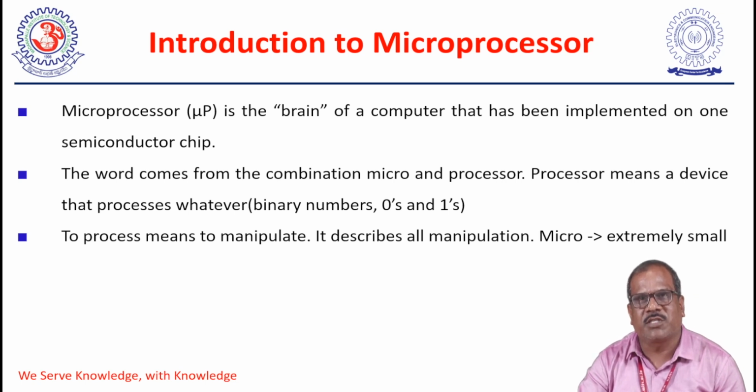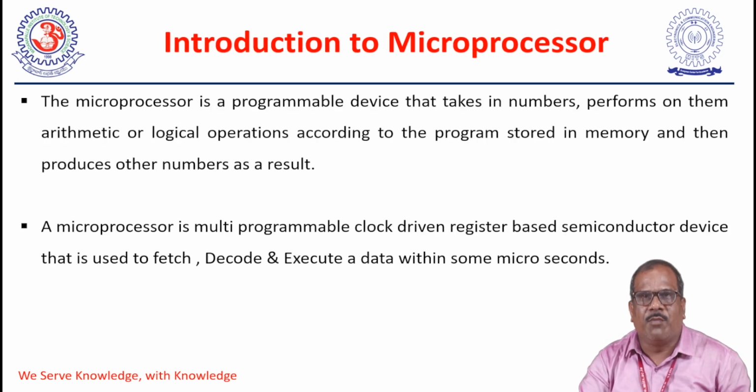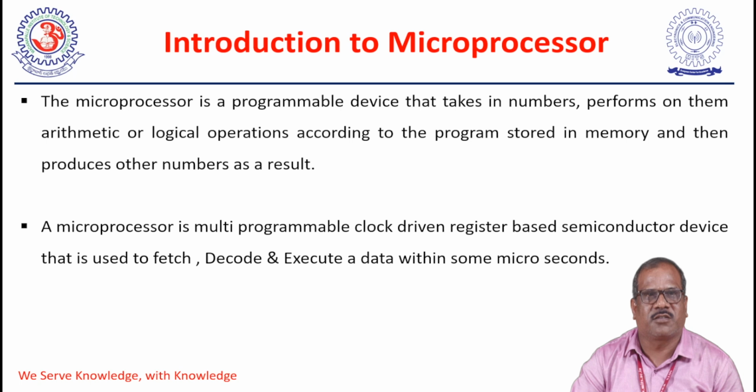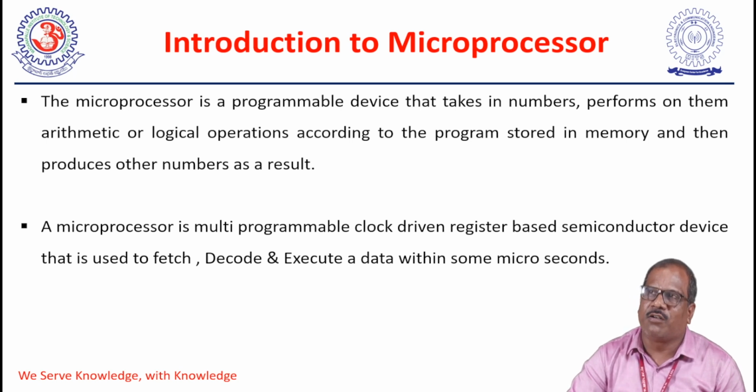A microprocessor is a program controlled or programmable semiconductor device. A microprocessor is a multi-programmable, clock driven, register based semiconductor device. Without clock pulse, the processor never functions. A microprocessor is one type of programmable IC, and this programmable IC always performs when we apply a clock pulse to the device. So the microprocessor is simply called a clock driven semiconductor device.